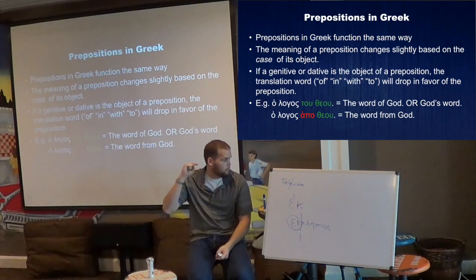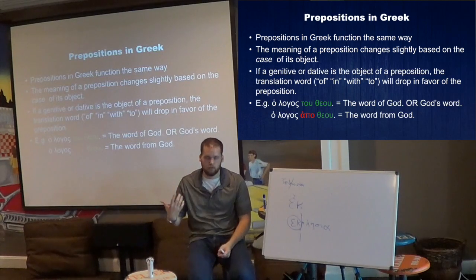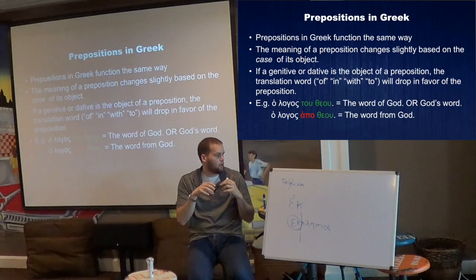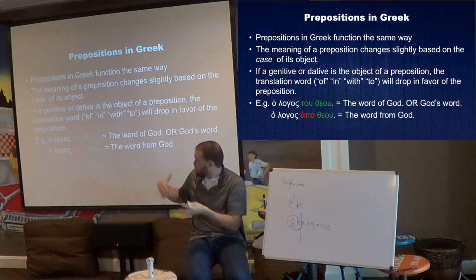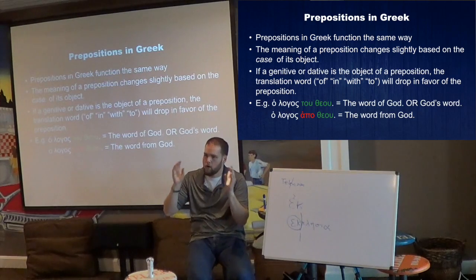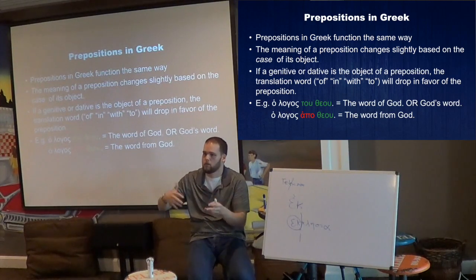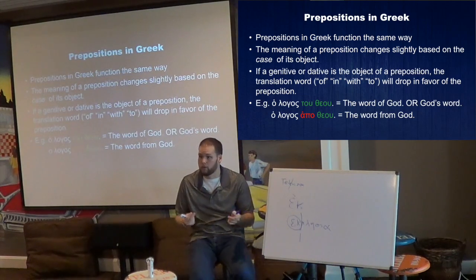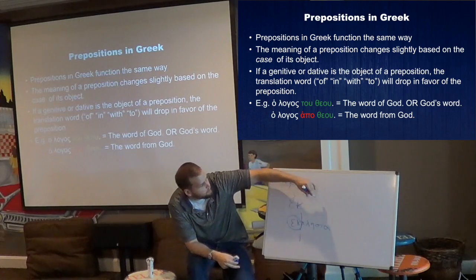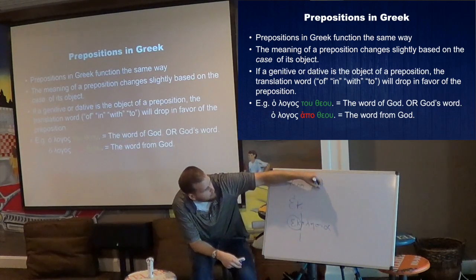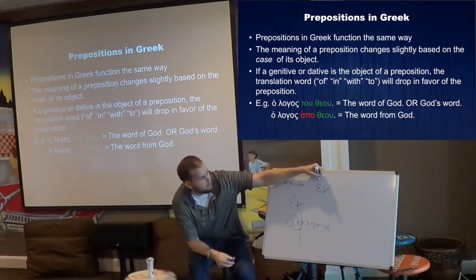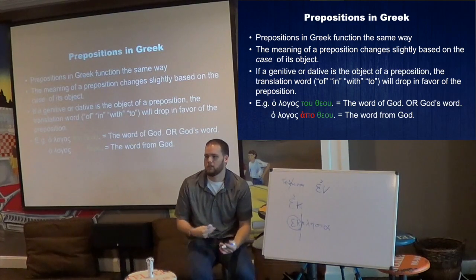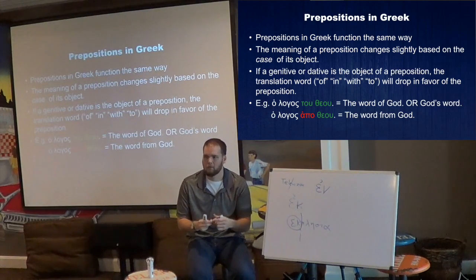If a genitive or dative follows a preposition, the translation of the word of or in or with or to that we learn to throw onto the genitive, you throw on the word of to begin with, and with a dative start with the word in, that'll drop in favor of whatever preposition is being used. So, for example, the preposition en most simply means in. It's the word in Greek. Easy one to remember. En, in.